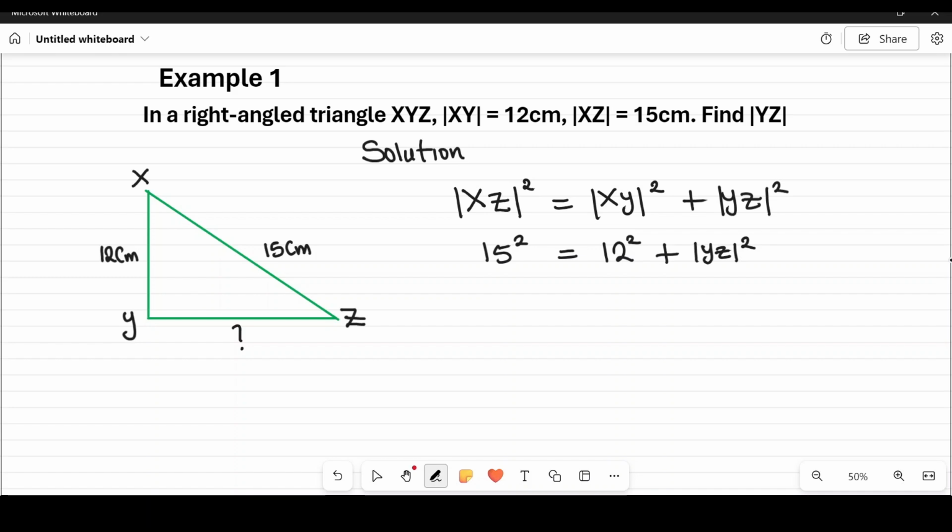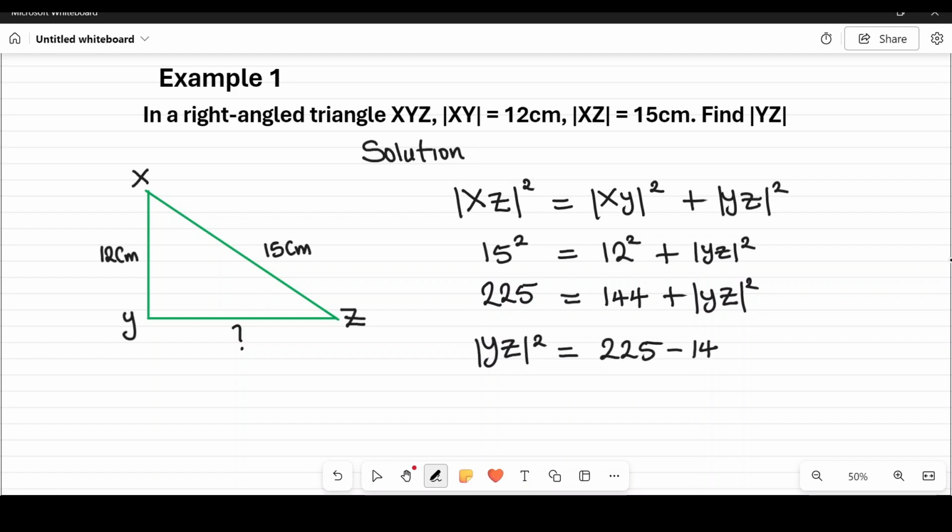15 squared gives us 225. 12 squared is 144, plus YZ squared, which is the part we are looking for. So from here we can make YZ our subject. We have that YZ all squared is equal to 225 minus 144. So YZ all squared is equal to 81.